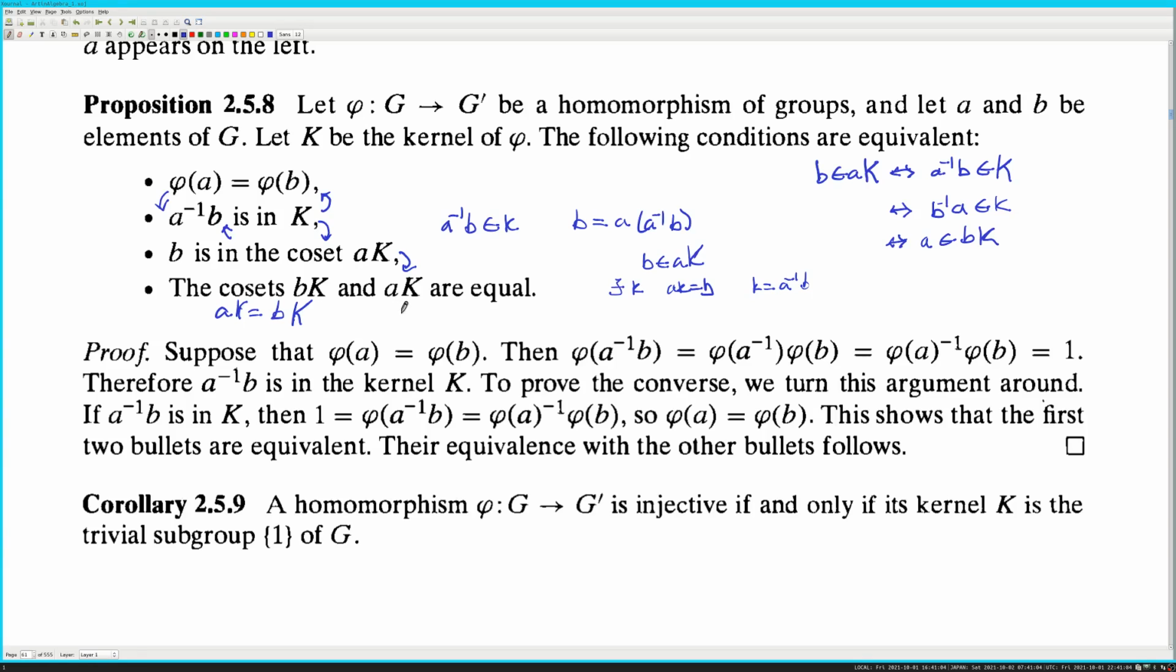So phi of aK. This is a whole set. This is phi of a times phi of K. We're being sloppy with our notation, but this is a set. This is the image of a set. This is an element times the image of a set. But this is equal to simply the element 1.